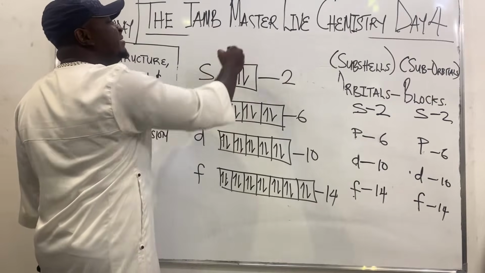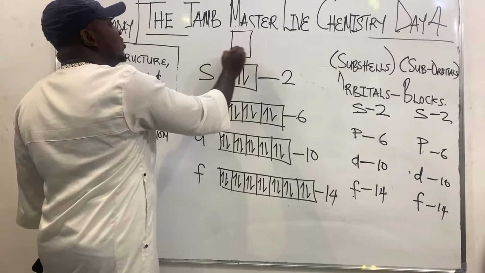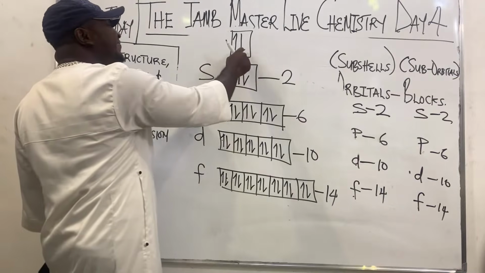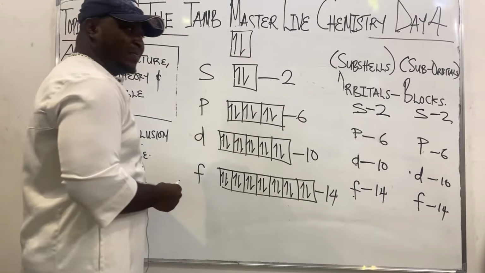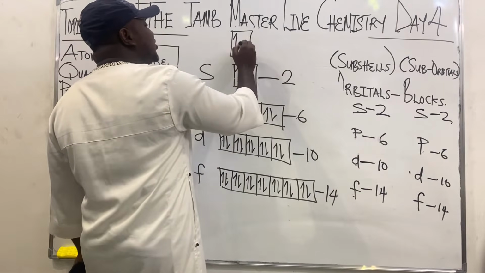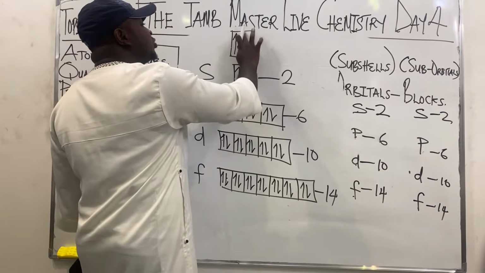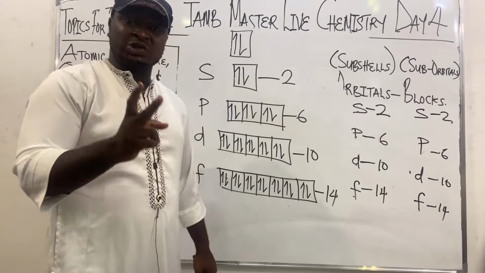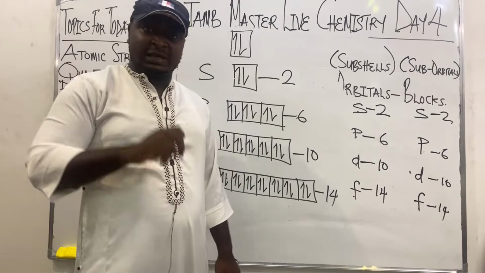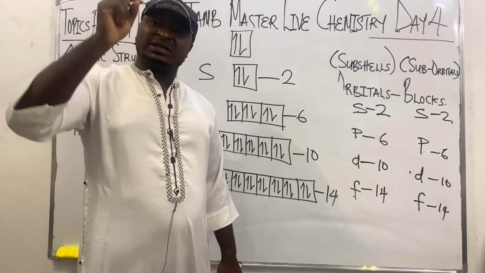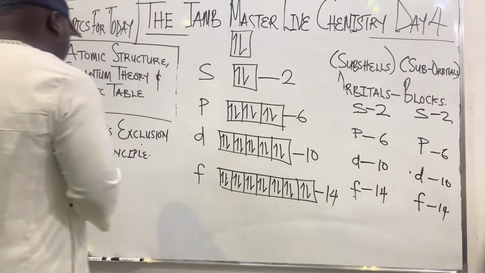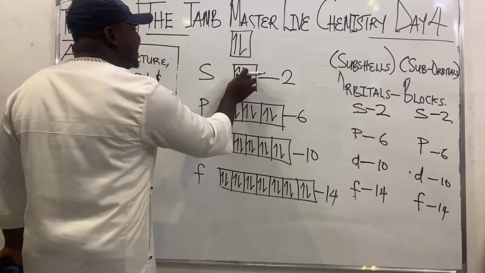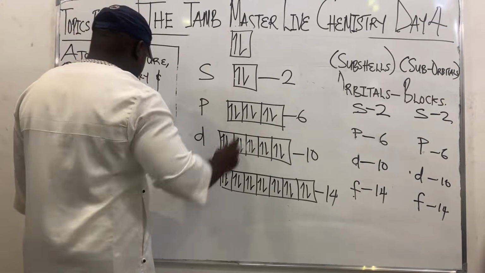No 2 electrons can have the same spin. Class, in a block, once one electron is facing up, the other must face down. This principle tells us that no 2 electrons can face the same direction. It is wrong in chemistry to have 2 electrons facing upward. Very wrong. Upward means clockwise, down means anti-clockwise, so electrons can spin in 2 directions. Please take notes. Never put two electrons in the same orientation. If one is facing up, one must face down.